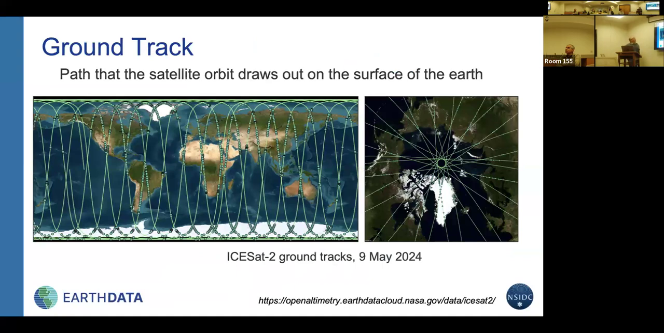Interesting point: the ground track is what the satellite sees. This is what it's looking at, what it's going over. The sensor may see more, but this is the actual point of the Earth that it's going across.